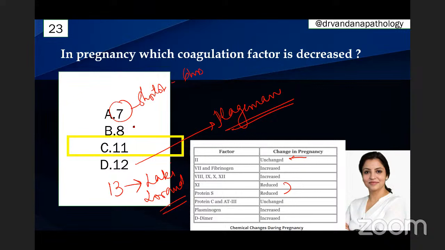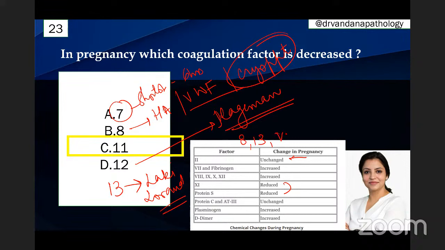Now, factor 8 deficiency is called hemophilia A. Apart from that, von Willebrand factor is very important to carry factor 8. Apart from that, you should remember cryoprecipitate. Cryoprecipitate contains factor 8. So, what is the composition of cryoprecipitate? Who will tell me? Cryoprecipitate contains factor 8, factor 13, von Willebrand factor, fibrinogen, and fibronectin. So, these are the compositions of cryo, which you should be very, very clear with.